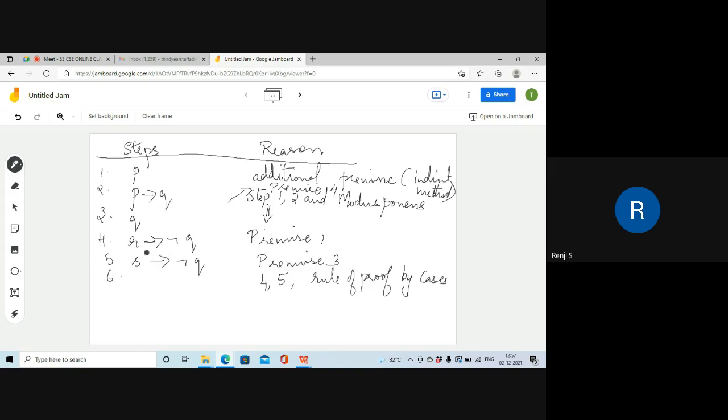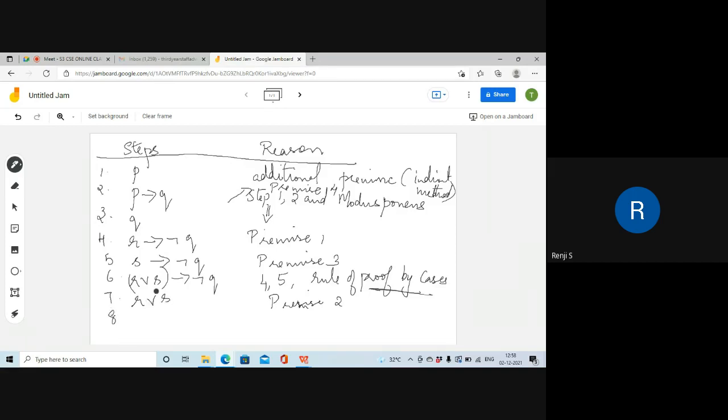When we apply this, it is of the form, if R implies not Q and S implies not Q, then we can say that R or S implies not Q. Any one of them implies not Q. So this is called proof by cases. Then in the seventh step, we can write, taking the premise 2, premise 2, it is R or S.